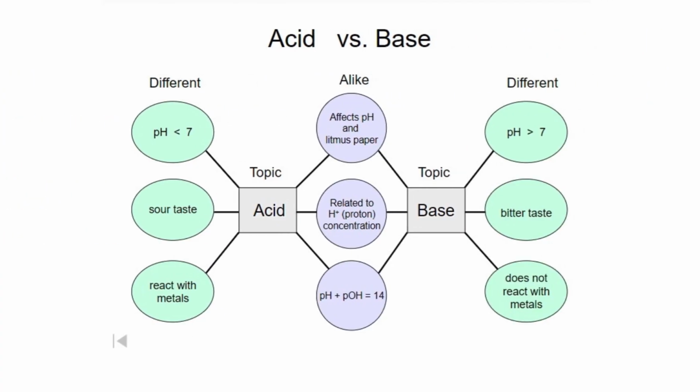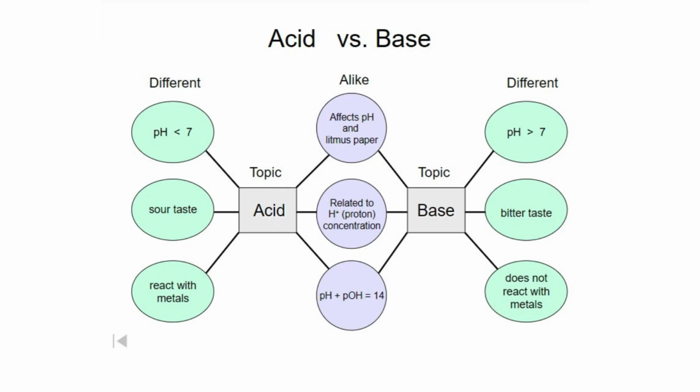Coming up, we have a direct comparison between acids and bases. This is where it all comes together. Let's look at how they are different. Acids have a pH less than 7, a sour taste, and they react with metals. Bases have a pH greater than 7, a bitter taste, and they do not react with metals.